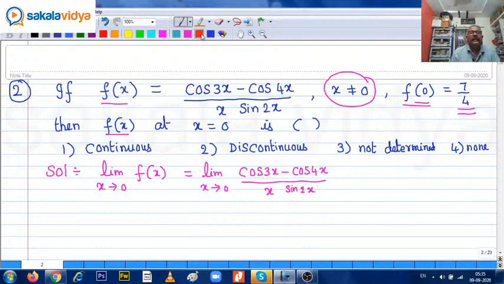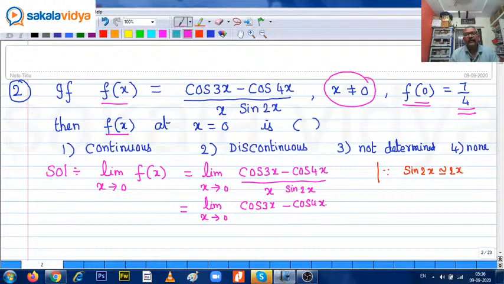One tip is there. What is the tip? When x is very small, sin 2x is approximately equal to 2x. So now we can write limit x tends to 0 of cos 3x minus cos 4x upon x times 2x, that will be 2x square. We have one more shortcut formula.